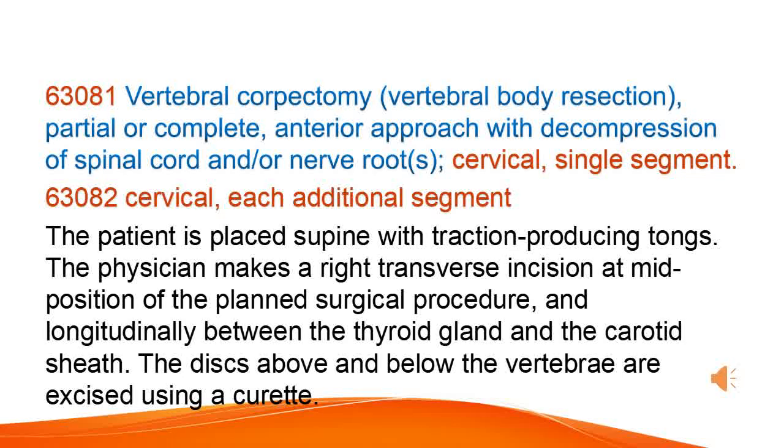Vertebral corpectomy, vertebral body resection, partial or complete, anterior approach with decompression of spinal cord and/or nerve roots, cervical, single segment. Cervical, each additional segment. The patient is placed supine with traction-producing tongs. The physician makes a right transverse incision at mid-position of the planned surgical procedure, and longitudinally between the thyroid gland and the carotid sheath. The discs above and below the vertebrae are excised using a curette.